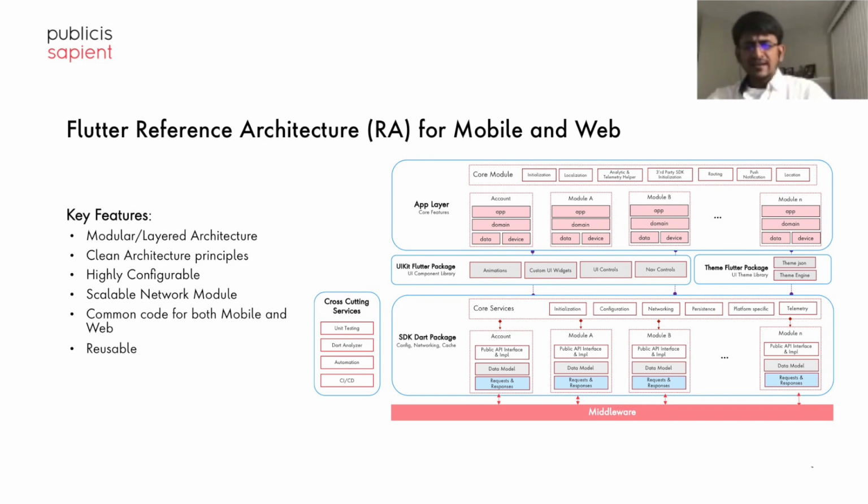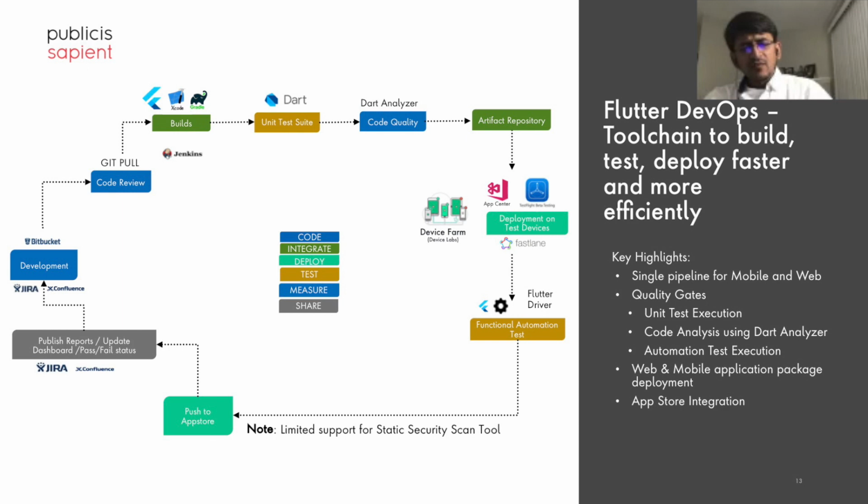Let's understand the engineering accelerator a little bit. For Flutter, the standard on-demand CI/CD pipeline is created on Jenkins using Fastlane. We created a single pipeline to support both mobile as well as web. Also, quality gates and build breakers are in place. It has an ability to push the build.